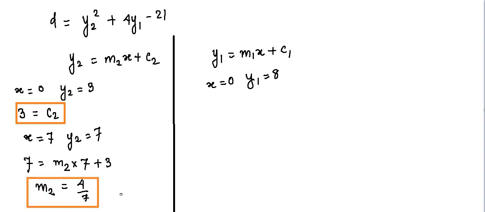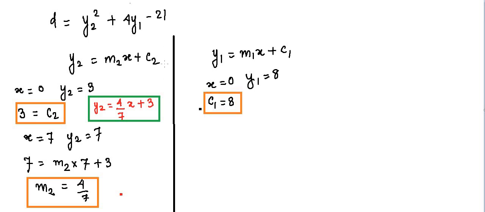By using this, you can write down the equation of the line, that is y2 is equal to 4 by 7 x plus 3. So this is the one equation that we have got. In a similar manner, we will be finding out the equation of y1. So here when x was equal to 0, y1 was equal to 8. Substitute the value, get the value of c1. So c1 is equal to 8. We have got this result.